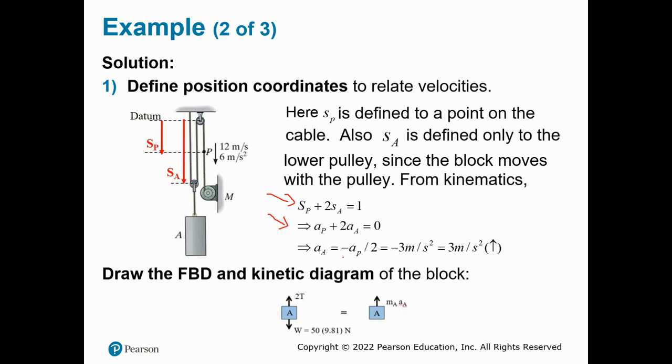So you have AA equals negative AP divided by 2. That will be negative 3 meters per second squared, or 3 meters per second squared in the direction going up. Free body diagram. For block A, you have the weight coming down. Since there are two cables, cable number 1 and cable number 2, pulling the block A, that will be 2T going up. And then there's the MAAA for the block A.